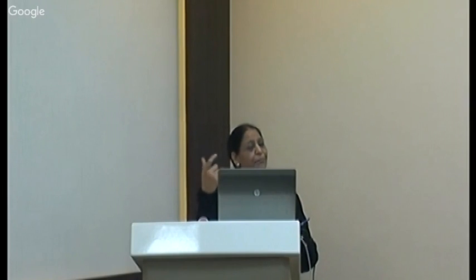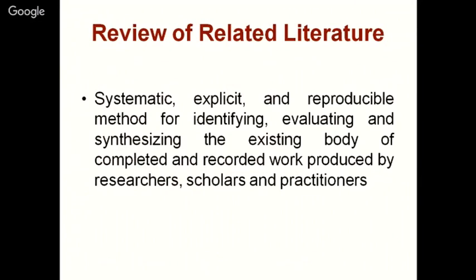It is explicit. Explicit means whatever study you have included, that must clearly tell the reader what exactly the study was, what methodology was adopted, what controls were exercised, and what the finding of that particular study is, and whether there is agreement or disagreement with the previous research or not. It is a reproducible method. Reproducible means you are able to reproduce the research which has already been carried out. And it involves identification, evaluation, and synthesis of that.